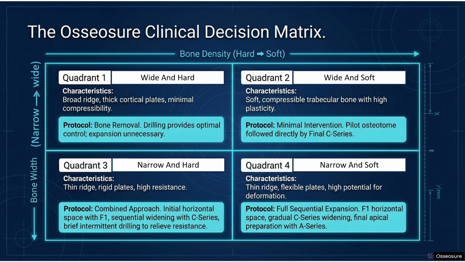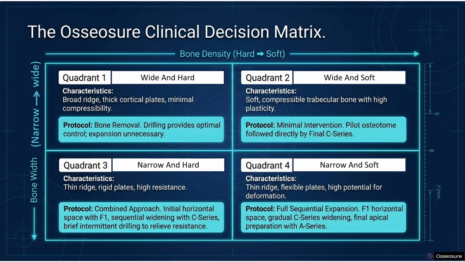Quadrant 3. Now this is a challenging situation. Narrow and hard bone. You will first use F1 tip to create horizontal split. After that, sequential widening with C-series osteotomes. At times, you may require partial drilling with pilot drill to relieve resistance. Mostly, it will be at crest or sometimes at the apex.